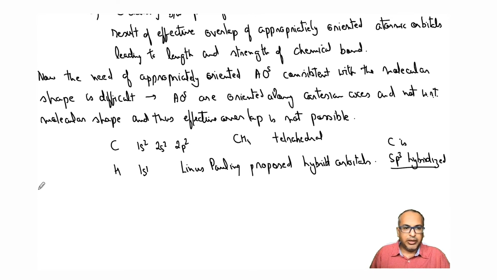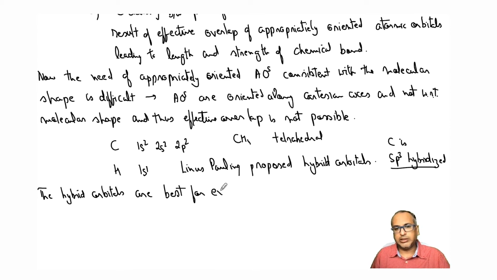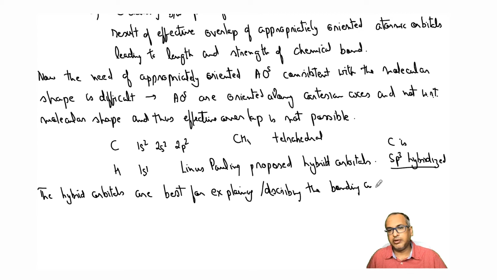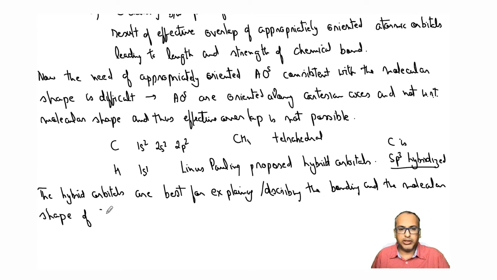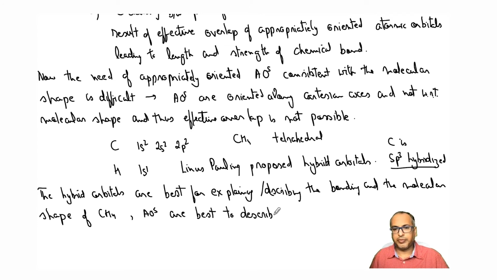So we can say that the hybrid orbitals are best for explaining or for describing the bonding and the molecular shape of CH4, whereas atomic orbitals of carbon are best to describe a single carbon atom, right? So this we can understand now.